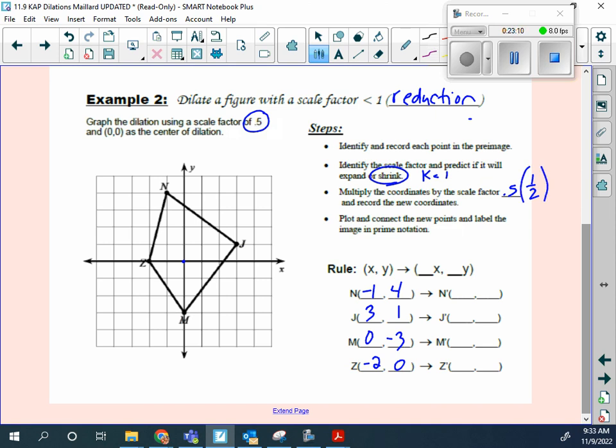And so for the rule, what would you write here? 0.5x or 1/2. Those are the same. Okay? For both. And now we're actually going to multiply. Well, half of negative 1 is what? Negative half. Half of 4 is 2, half of 3 is 1.5, half of 1 is 0.5, half of 0 is 0, half of negative 3 is negative 1.5, half of negative 2 is negative 1, and half of 0 is 0. And then finally take those points and plot them on the graph and then label.